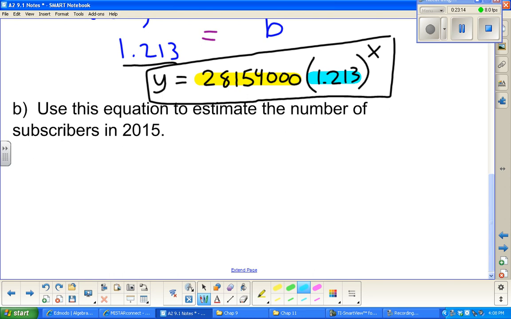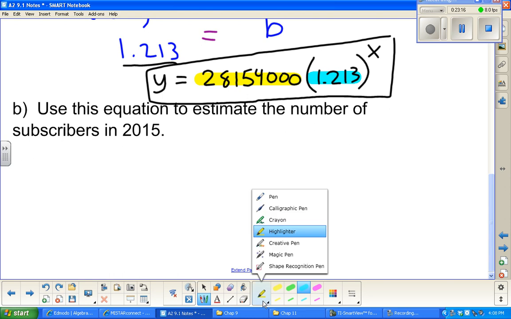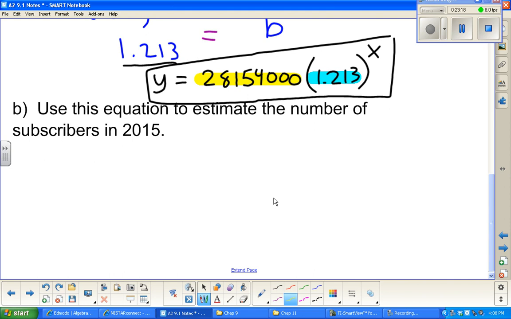And now x, again, remember, is just going to be the number of years since 1995. So if they want you to make a prediction, like part B, what do you think is going to happen in the year 2015? If we assume this rate of change, this equation, is still holding, let's estimate the number in 2015. So we just need to figure out what we will use for x.